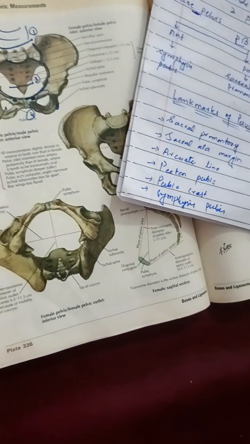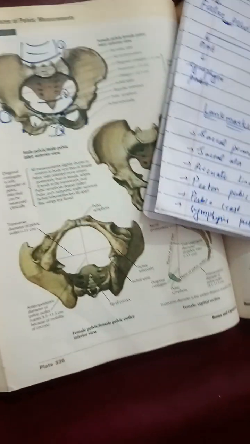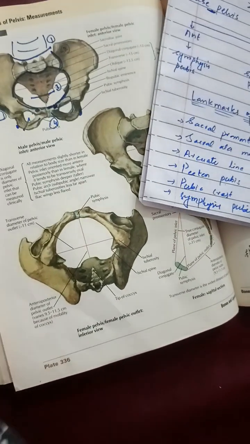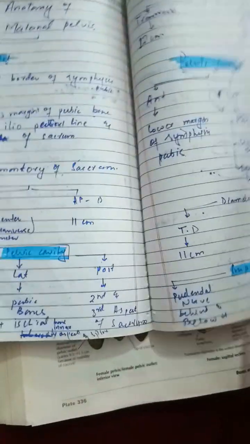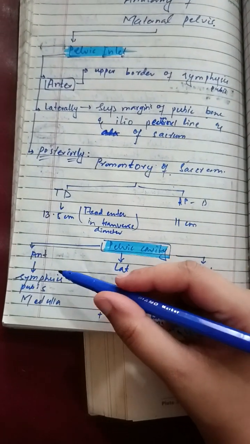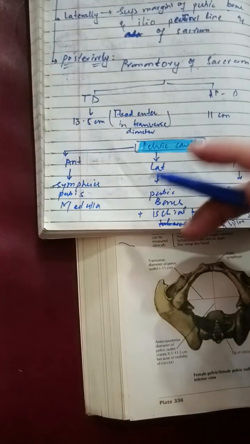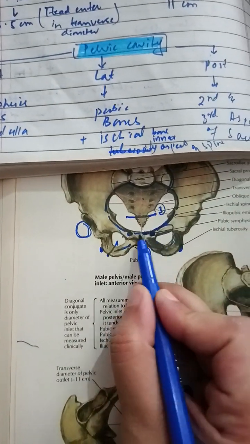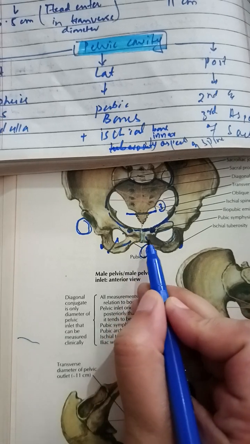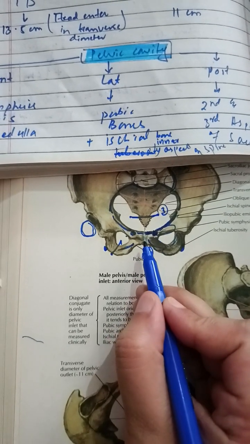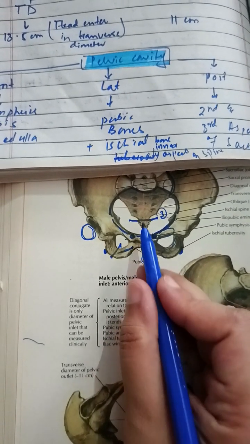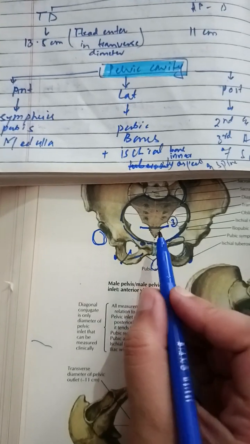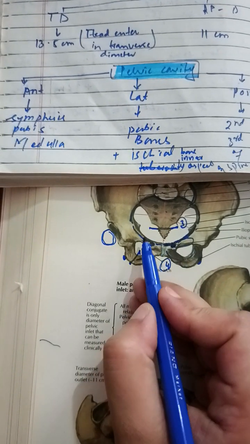Now we have discussed the anatomy of the pelvic inlet, and now we are going to discuss the anatomy of the pelvic cavity and pelvic outlet. The pelvic cavity is anteriorly lined by the body of the symphysis pubis, which is also called the medulla. This is the body of the symphysis pubis, and the inner aspect of this area is called the medulla, and this medulla lines the pelvic cavity. Laterally, it is lined by the pubic bone.